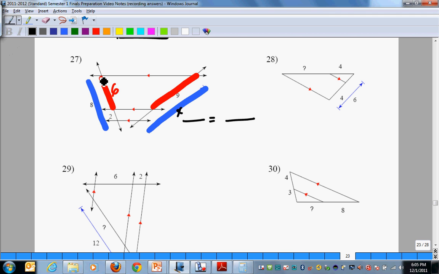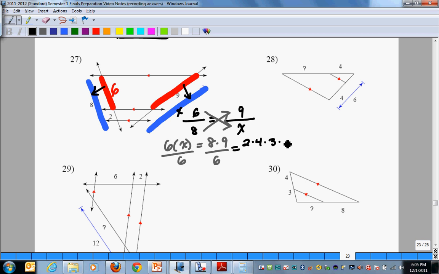I can go 6 over 8 equals 9 over x. Cross multiply. So I end up with 6 times x equals 8 times 9. We're going to divide everything by 6. I'm going to factor 2 times 4 and 3 times 3. This is 2 times 3. 2's cancel. 3's cancel. X equals 12.